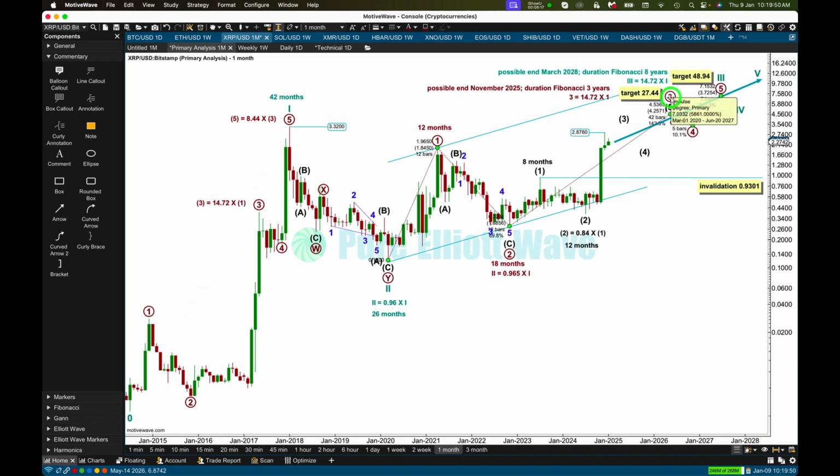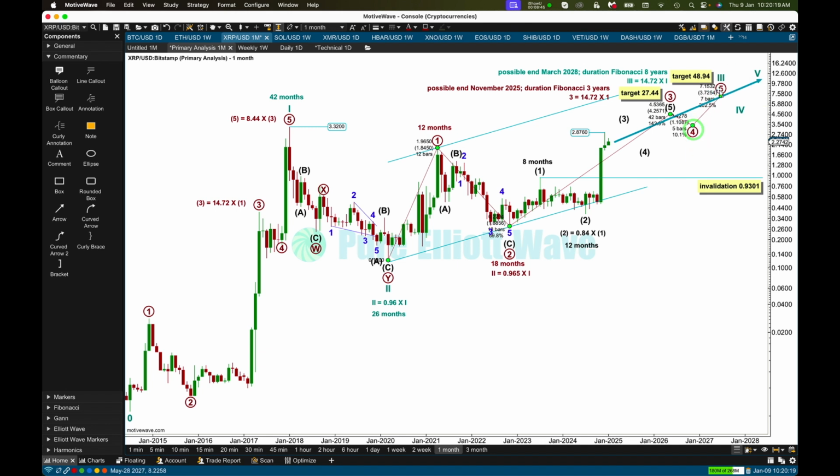Depending on when primary 3 ends, because I expect primary 4 to be relatively brief and shallow. Look at this again. Primary 4 here lasted 6 months, primary 2 lasted 11 months, so this is nearly half the duration. Fourth waves are commonly a lot more brief than their counterpart second waves. Primary 2 here lasted 18 months, so I'll expect primary 4 to be anywhere between 6 and 12 months. It could even be a little bit more brief than that. That's really normal for a fourth wave within a third wave.